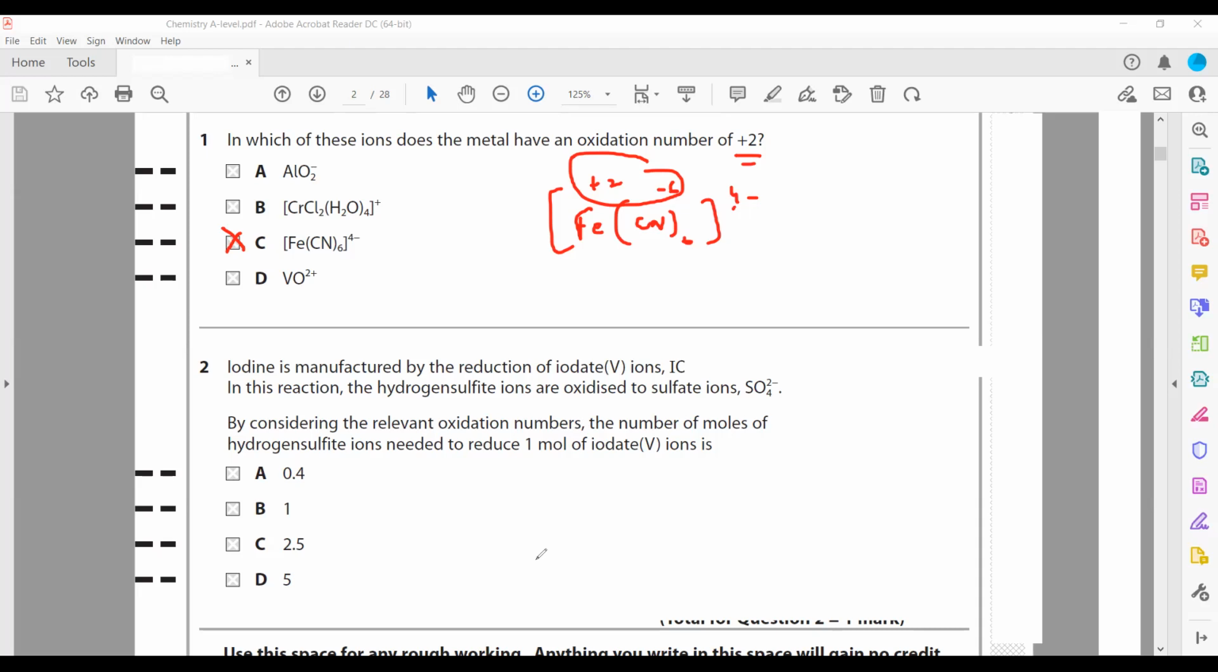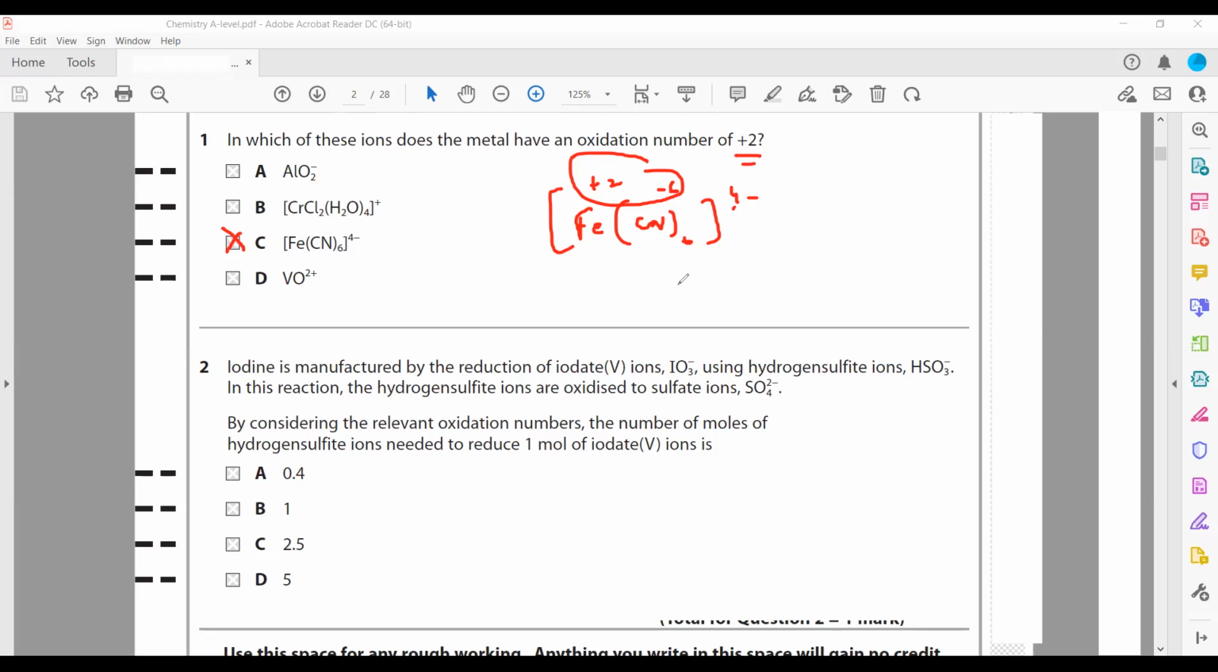Question 1. Iodine is manufactured by reduction of iodate (IO3 minus) using hydrogen sulfite, HSO3 minus, in this reaction. The hydrogen sulfite ions are oxidized to sulfate. By considering the relevant oxidation numbers, work out the number of moles of hydrogen sulfite ion needed to reduce 1 mole of iodate.